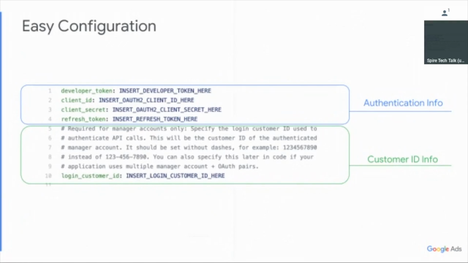And then there is an additional field over here. This is the login customer ID. Now this represents the top level account that corresponds to the credentials that you provide here in the refresh token. So if you are not familiar, the login customer ID is the concept that you have in the UI. Let's say you have multiple accounts.